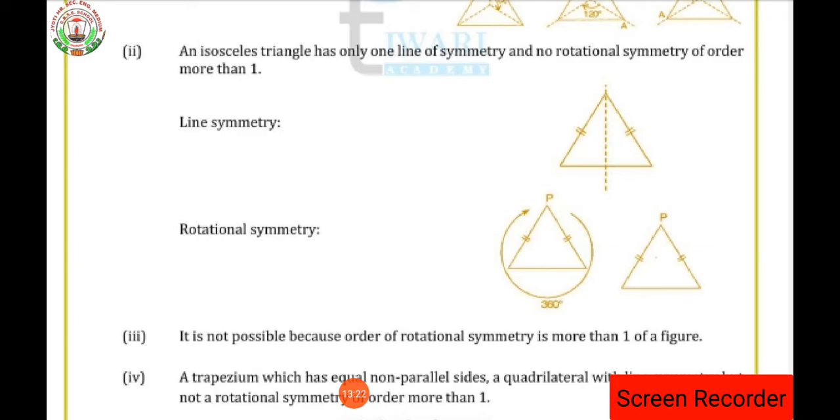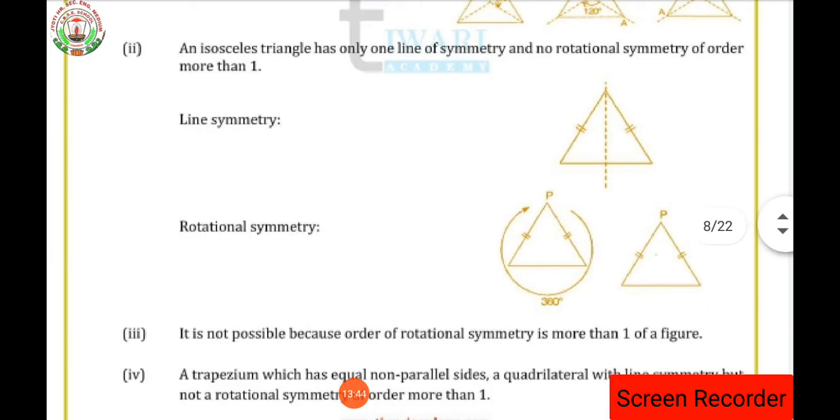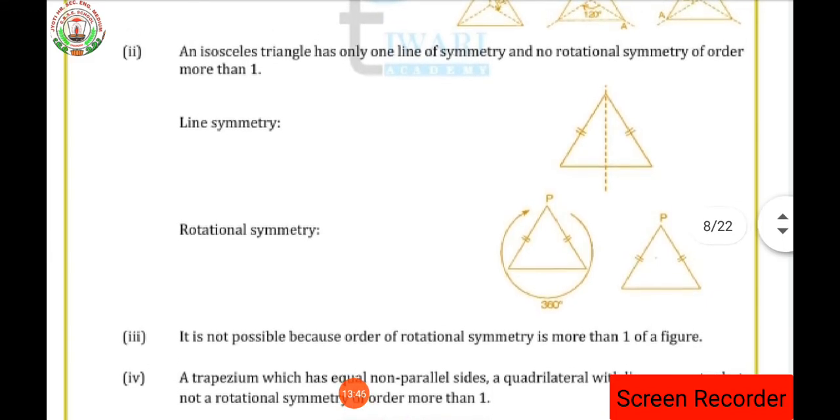Next question we have is to draw a rough sketch of a quadrilateral which has no line of symmetry but the order of rotational symmetry is more than 1. The answer for this is that it is not possible. Clear?